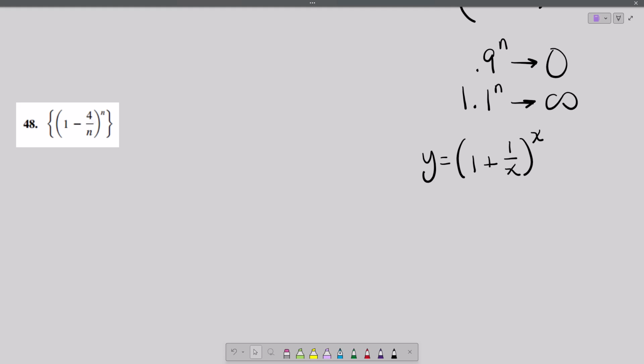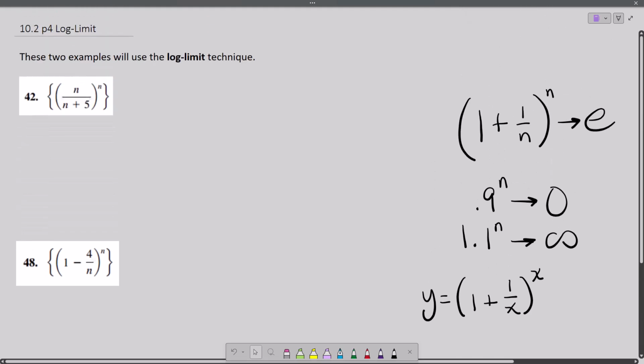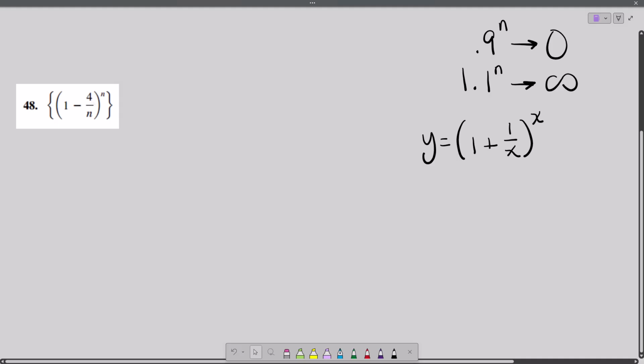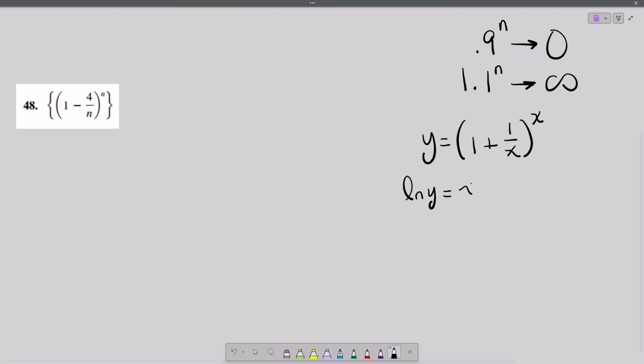So what you learned in Calc 1 is this process, the log limit process. So now we take the log of both sides. And when we take the log of the right-hand side, we pull that exponent down as a coefficient. Pop it down in front.